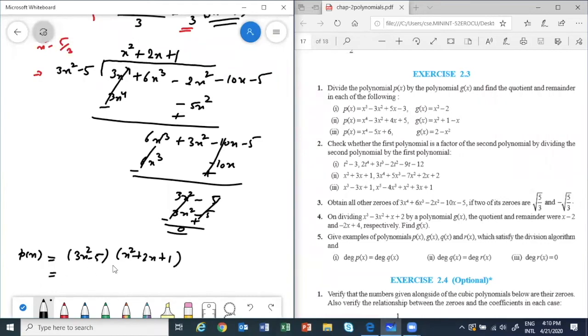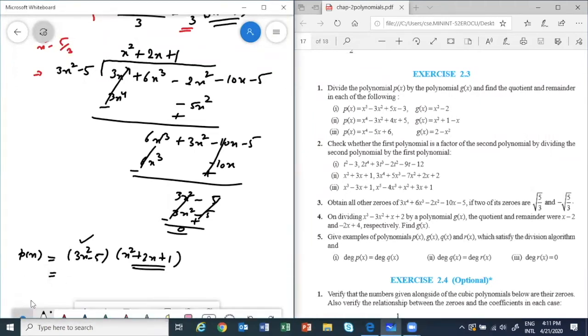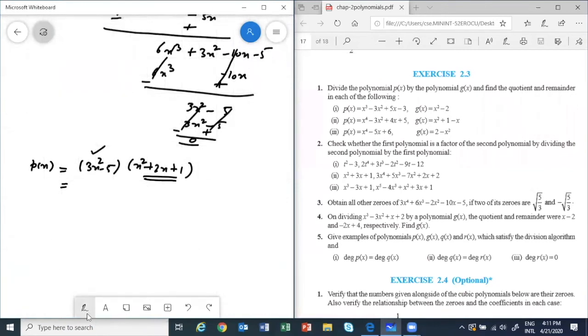Okay, so now factorize this part, x² plus 2x plus 1, because 3x² minus 5 we already know the factors. So you do factorization of x² plus 2x plus 1. Use middle term splitting. Good. So all of you got x² plus 2x plus 1. After that, we want to factorize this one because we want to get the other two factors or the zeros. And then we'll equate it to 0 because we want to find the zeros of the polynomial.